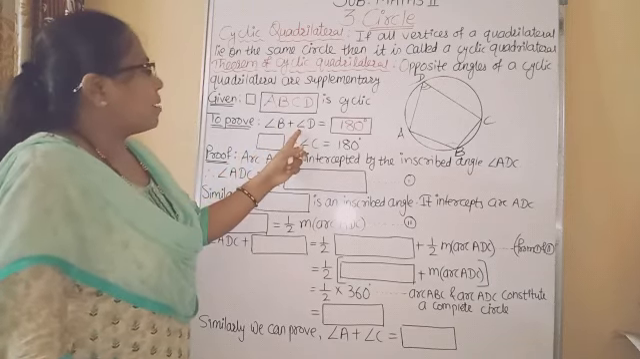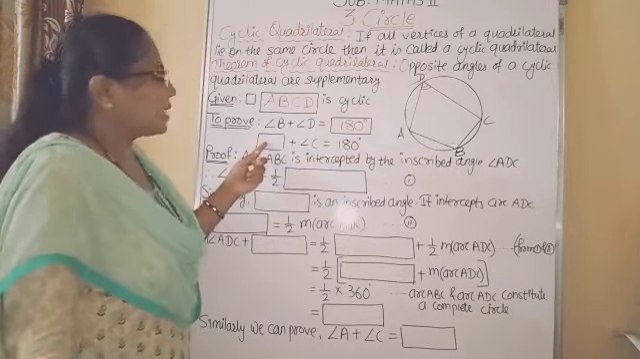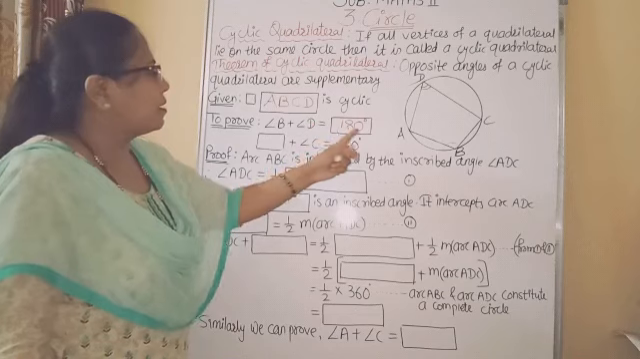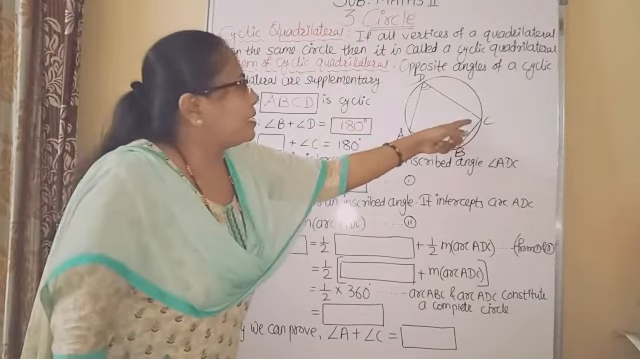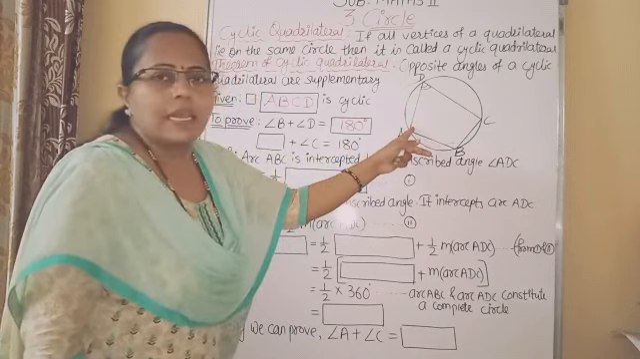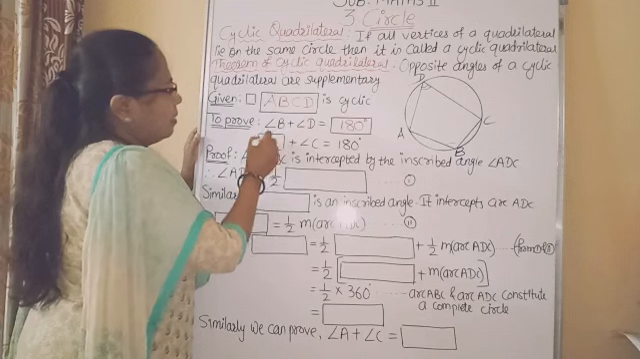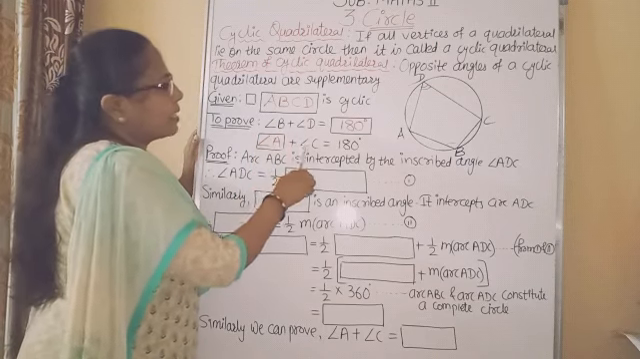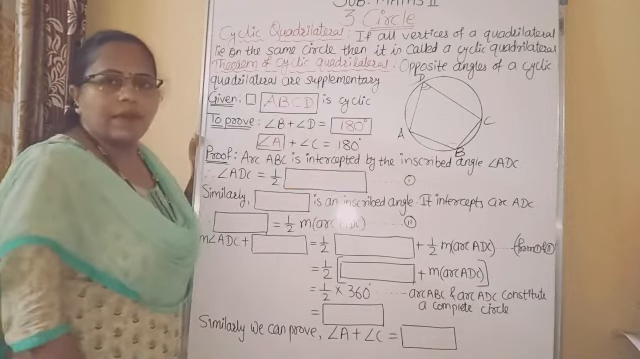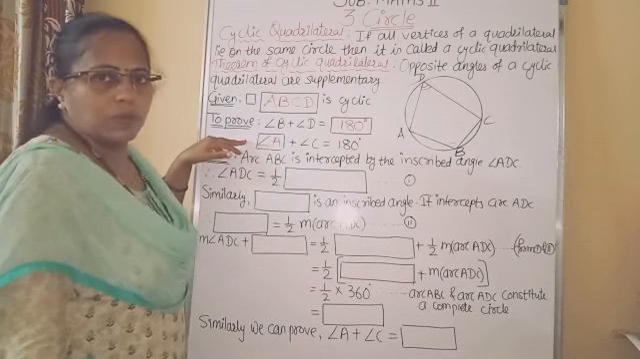So the first pair of opposite angles is angle B plus angle D. Now the second pair, which is the second pair? Dash plus angle C. Which angle is opposite to angle C? Angle A. So here you have to write angle A. So angle A plus angle C is equal to 180 degrees. This way we have the given and to prove.